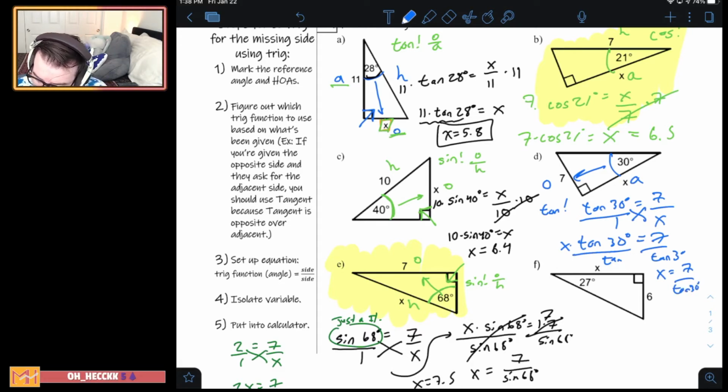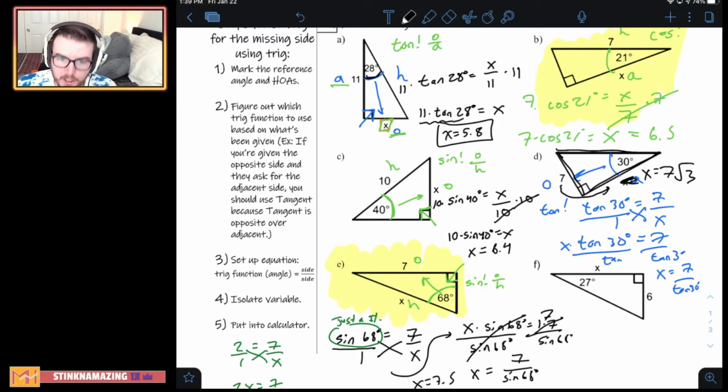Holy cow, though. You know what I just realized? It's 30 degrees. Guess what, guys? This is a 30, 60, 90 triangle. We just had our quiz on that. We know X right away. What does X equal? That's the long leg. How do you go from the short leg to the long leg? You multiply by the square root of 3. So that's 7 root 3.